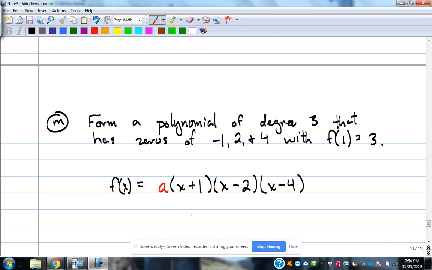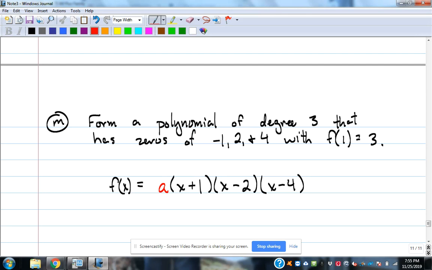There's always this leading coefficient in the front. And A is the letter we usually use for that, just because X is already taken. Okay, we're just going to put A in front. Now, this is what we're going to use to find out what A is. I think it's easier to find out what A is before you multiply all this stuff out. So that's when I do it.